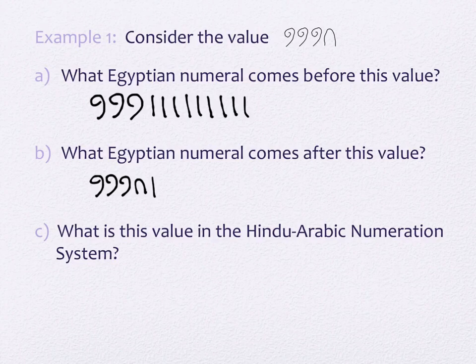Cool? Okay. And then our question C says, what is the value in the Hindu-Arabic numeration system? You may be able to just look at it and tell, but as the numbers get harder, you might not be able to. So we're going to write it out in a longhand way. There are 3 of the scrolls, and the scrolls are worth 100, as we said. And then there's 1 of the heel bones, and it's worth 10. If you multiply and then add, this gives you the number 310.